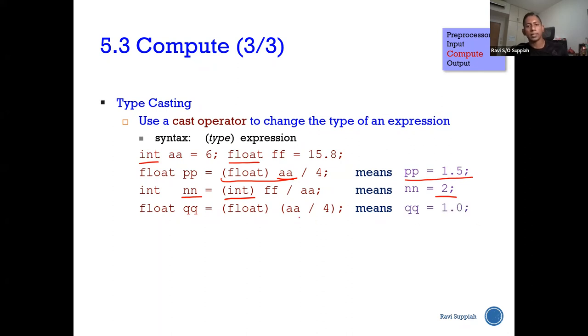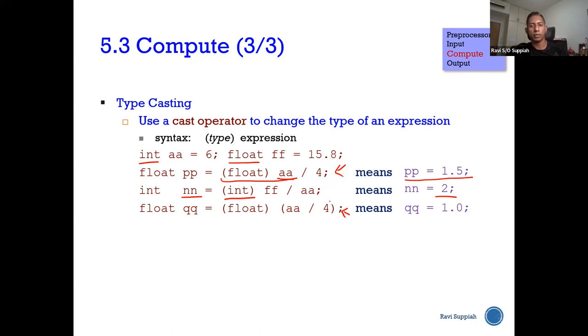Okay, and this last part, AA divided by 4, and then cast to float. Now this one, AA divided by 4. So what's the difference between this and this? How come in the first line you get 1.5, but here you get only 1.0? All right, so the key difference is when the division was performed, what was the nature or the type of both the variables?